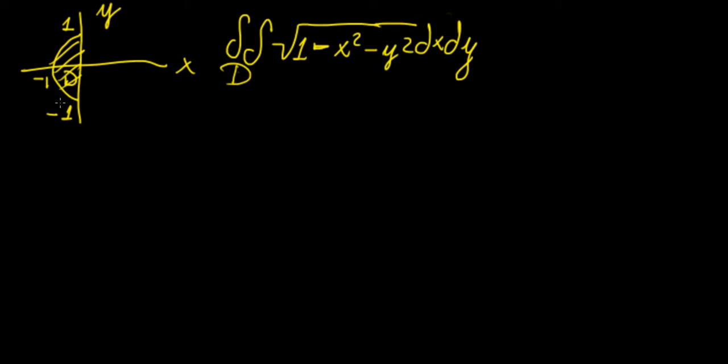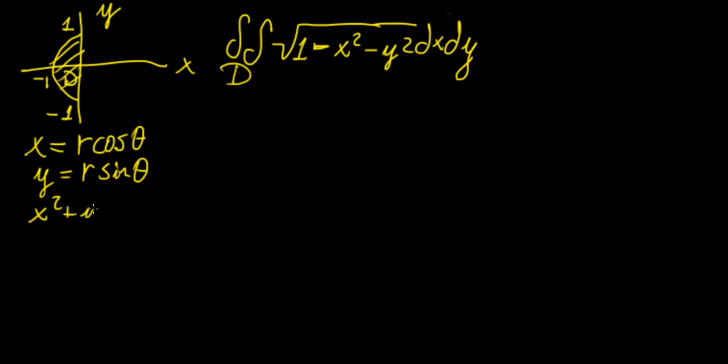So the first thing you need to notice is obviously for polar coordinates we're going to have the following parameterization, so x equals r cos theta, then y is going to be equal to r sine theta, and we also have the relationship x squared plus y squared equals r squared.